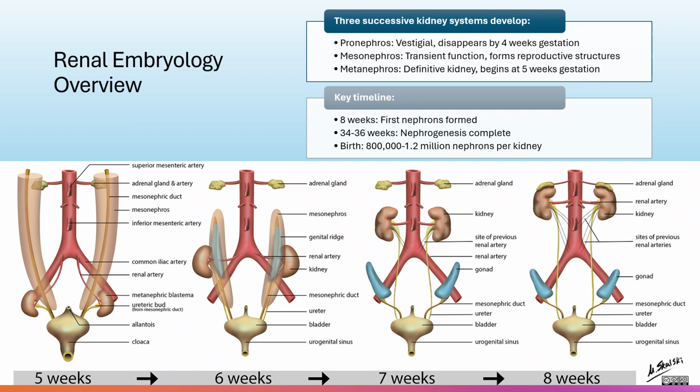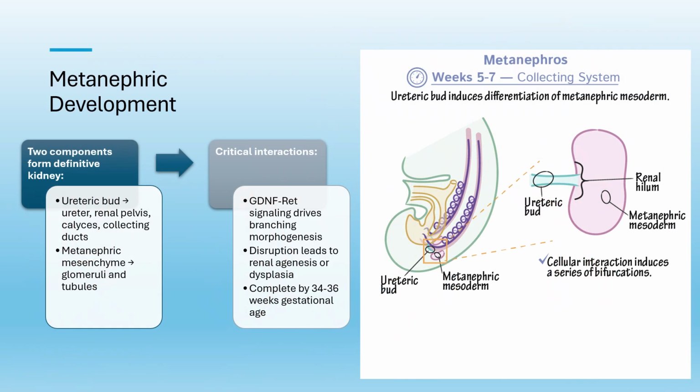Understanding this developmental sequence allows us to anticipate associated abnormalities and long-term complications, ultimately improving our ability to counsel families and plan appropriate follow-up care. The metanephros develops through a remarkable interaction between 2 distinct tissue types, each contributing essential structures to the final kidney architecture. The ureteric bud emerges from the mesonephric duct and functions like a master plumber, creating the kidney's drainage system.